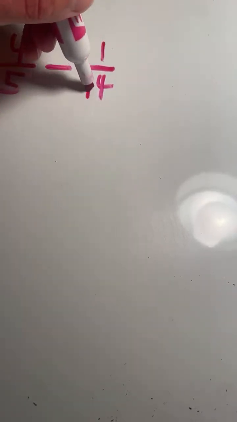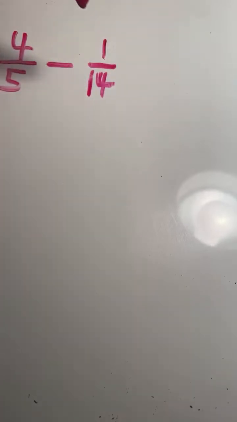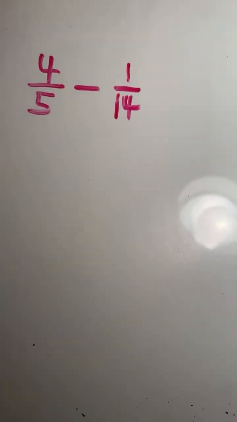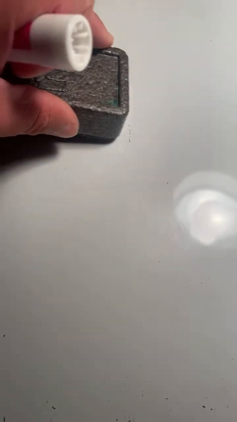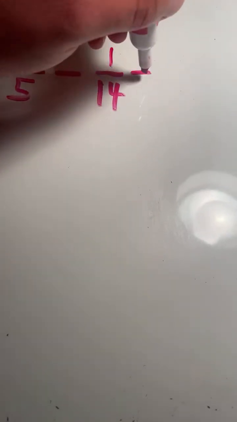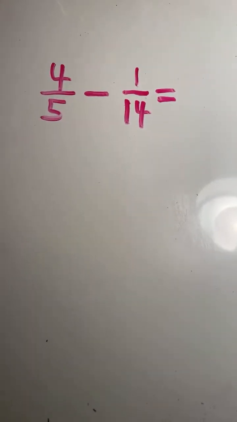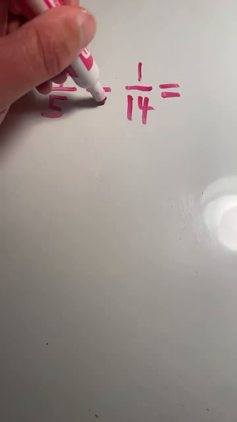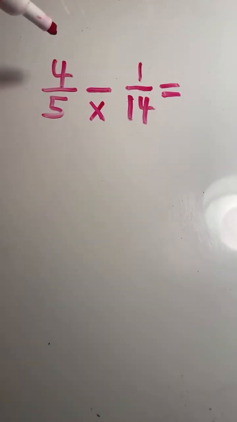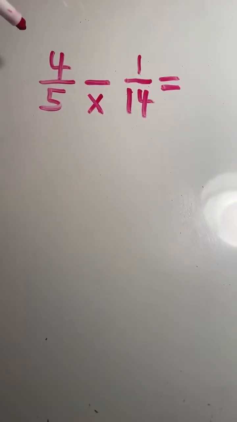All right, moving on to the next example. Make that 4 a little bit neater. Legibility does matter. So we have 4/5 minus 1/14. So step 1, we have to multiply our two unlike denominators to get a common denominator.